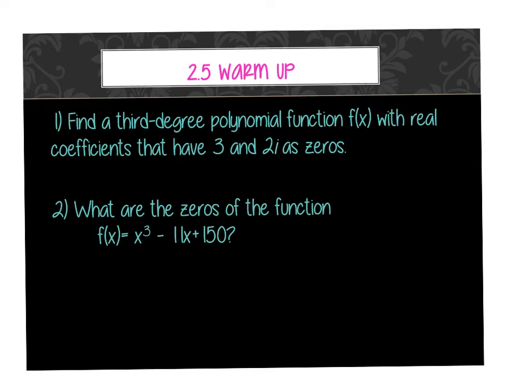Right, so in 2.5 we talked about how to solve polynomials that have imaginary roots in conjunction with real roots, and how, if you're given the roots, to get to the polynomial. So that's like number 1. It says find a third degree polynomial function with real coefficients that have 3 and 2i as zeros. What is a third degree polynomial function?